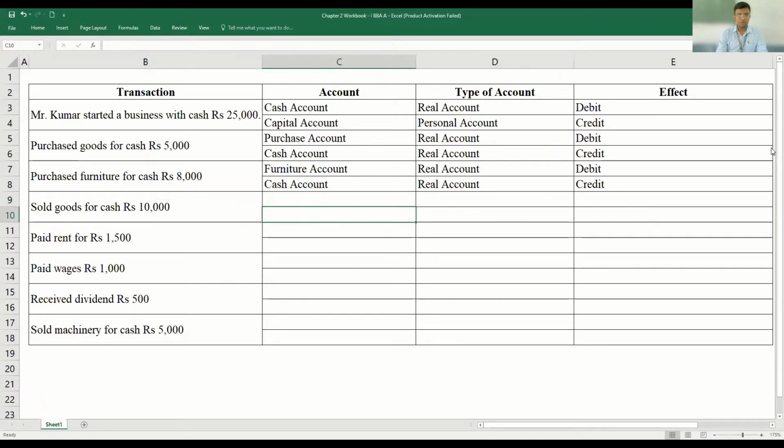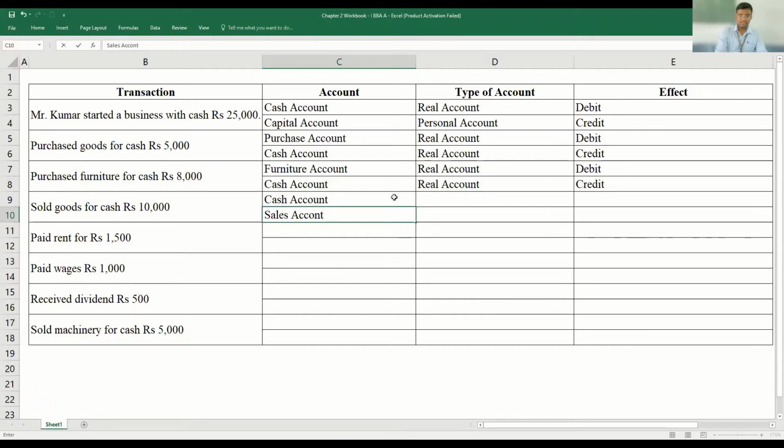Next one, sold goods for cash. So when you sell goods for cash, which are the 2 accounts? The 2 accounts will be cash and sales. Now, we do not use goods account. We will be using sales account. Sales account represents the goods that you are selling. So the two accounts over here are cash account and sales account.